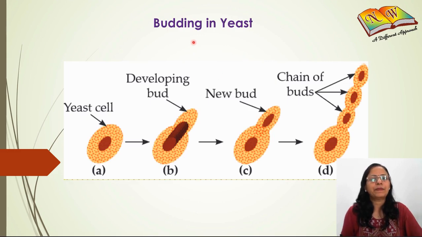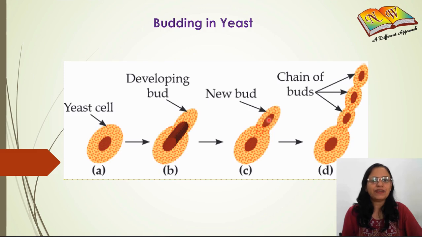Next is budding in yeast. Yeast is another organism which reproduces by the process of budding. Budding means development of a small little outgrowth on the parent organism, which later develops into a new individual which is capable of independent existence.